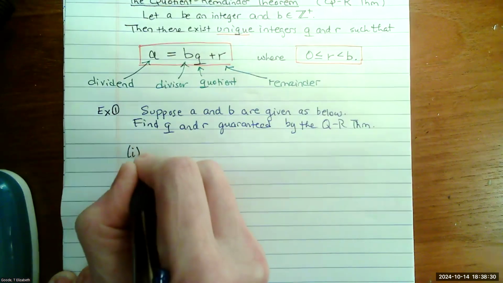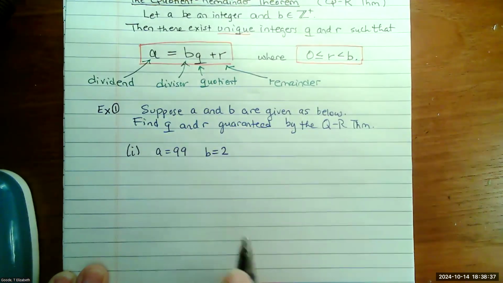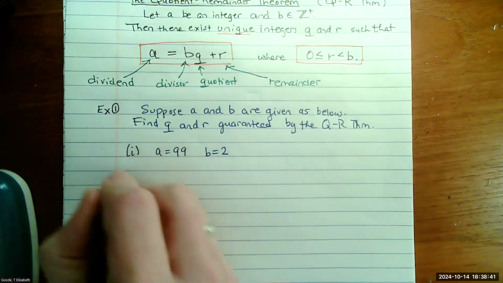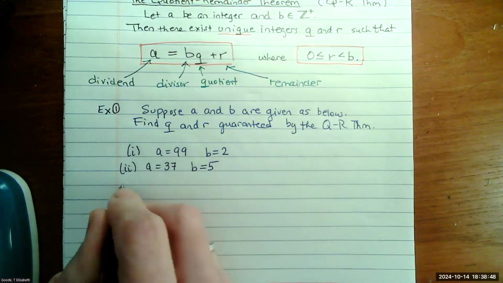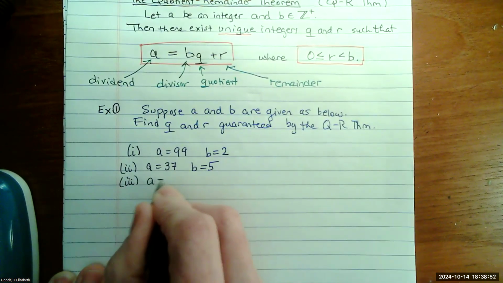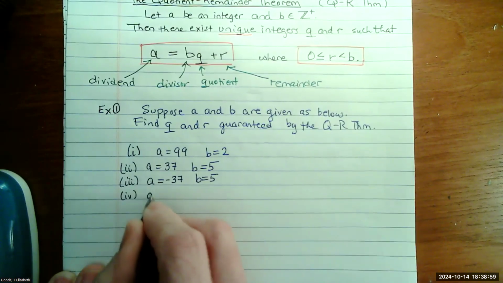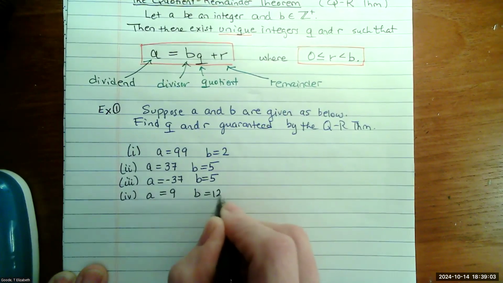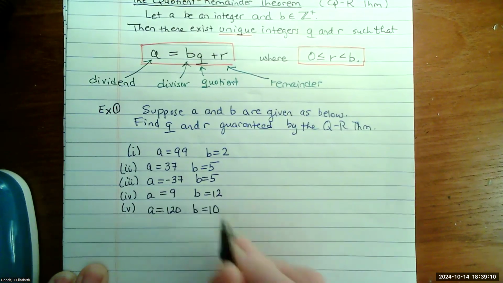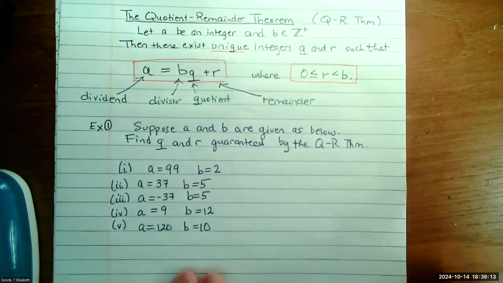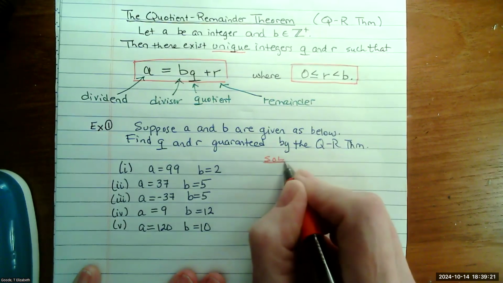All right. Roman numeral little 1. Let's say A is 99 and B is 2. I'm just going to go ahead and list our examples and then we'll do our work here on the side. 2, A is 37 and B is 5. 3, A is negative 37 and B is 5. 4, A is 9 and B is 12. And then finally 5, A is 120 and B is 10. So we're going to use the QR theorem for each one of these, and we're going to find the Q and the R. So we can do the work right here.